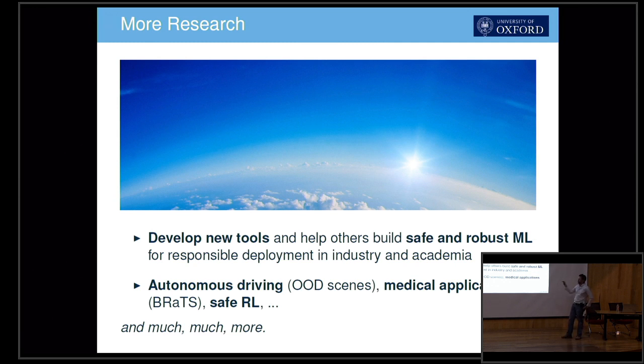I mostly talked about applications in astronomy, but we have lots of other applications in autonomous driving, medical applications, safe reinforcement learning. We have lots of new tools, new opportunities for new tools motivated by these different applications. When you work with practitioners and they tell you, oh, your tool doesn't work over here, that gives you an opportunity to develop new tools, new ideas and statistics. So we have lots of opportunity to develop new tools and help others build safe and robust machine learning for responsible deployment in industry and in academia.